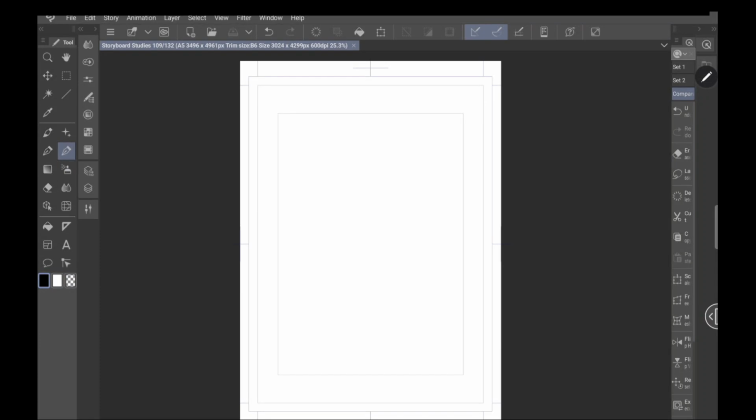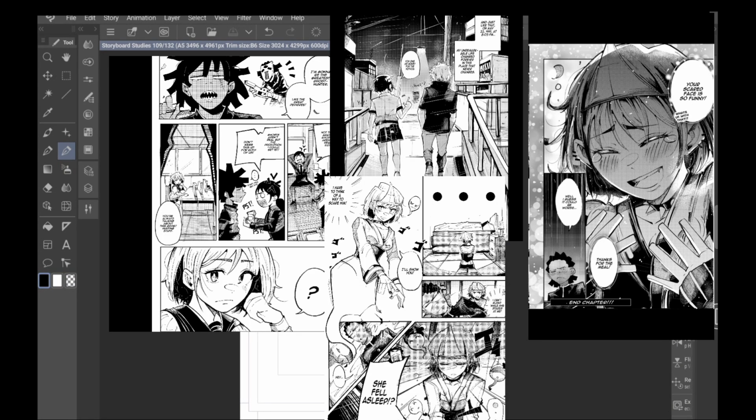Today I'm going to be talking about composition in manga and comics. I'm Kai, a 19-year-old artist from the UK, currently working on a one-shot with Viz.